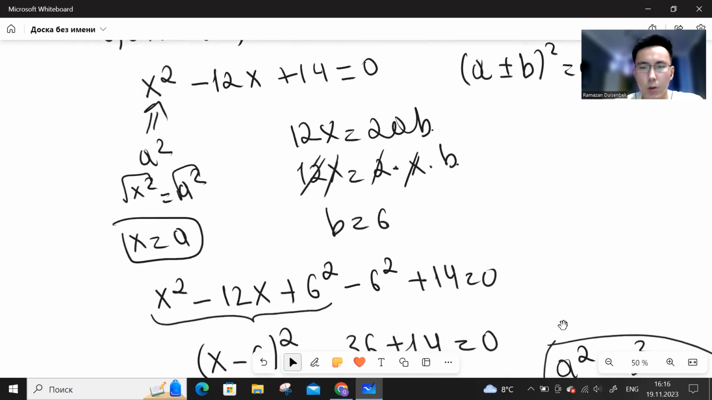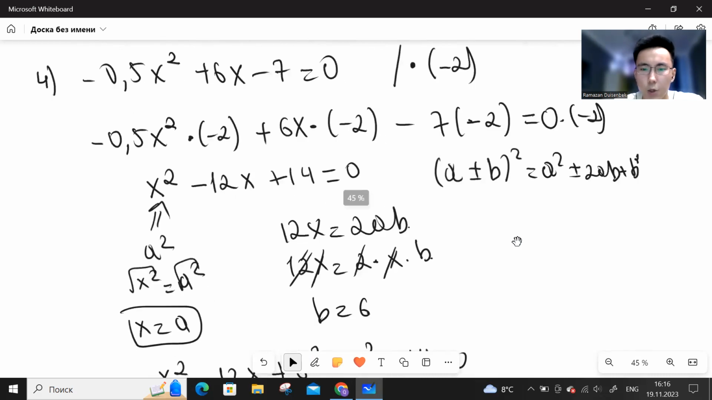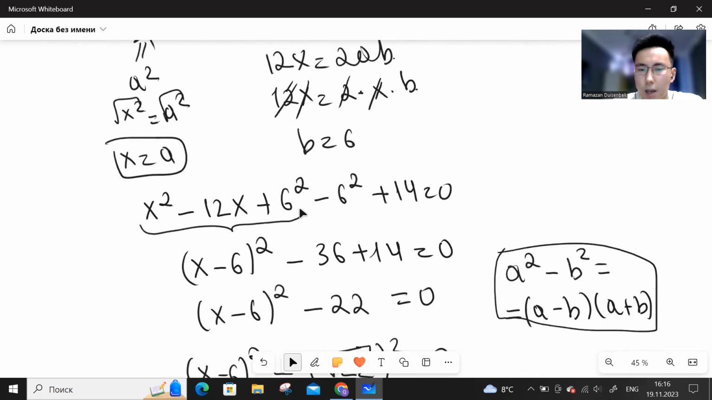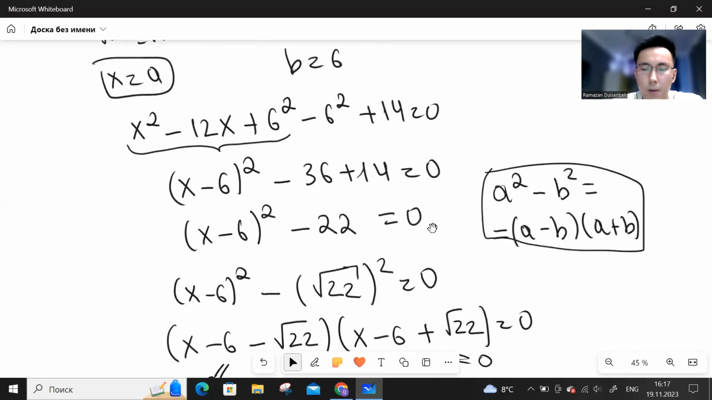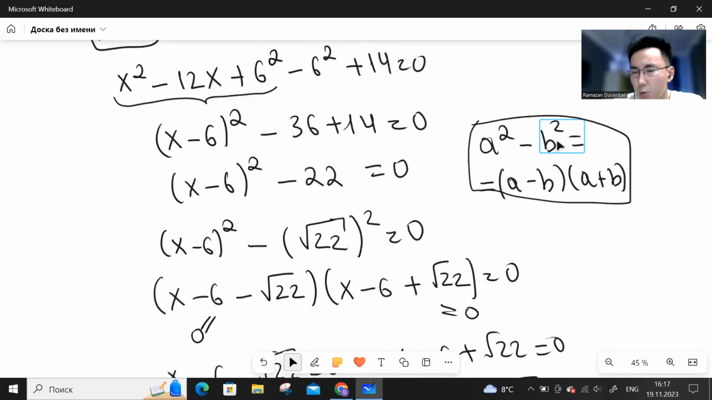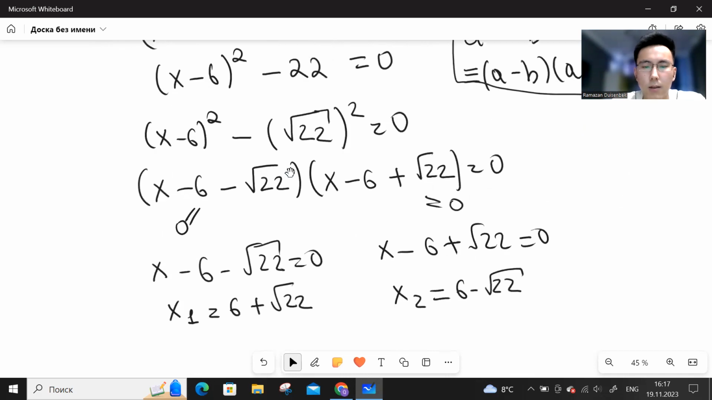This is how we solve by completing the square. So we have to first make sure that we get this formula, a plus minus b squared, that is a squared plus minus 2ab plus b squared. So you have to find first a and b, add b squared and subtract b squared, then make the second formula, a squared minus b squared, completing the square. A squared minus b squared, this is equal, not minus, this is equal to a minus b, a plus b. And by formula, I will get the multiplication of two brackets.